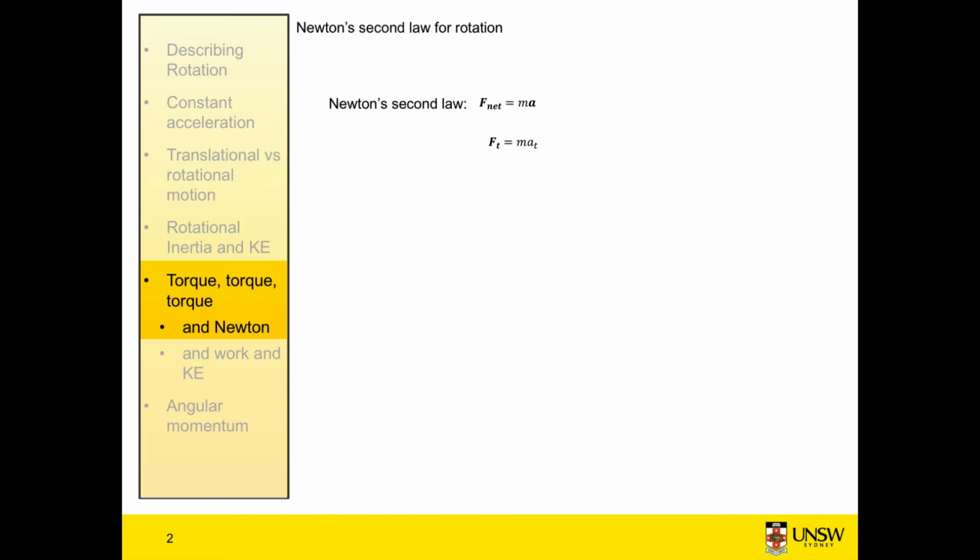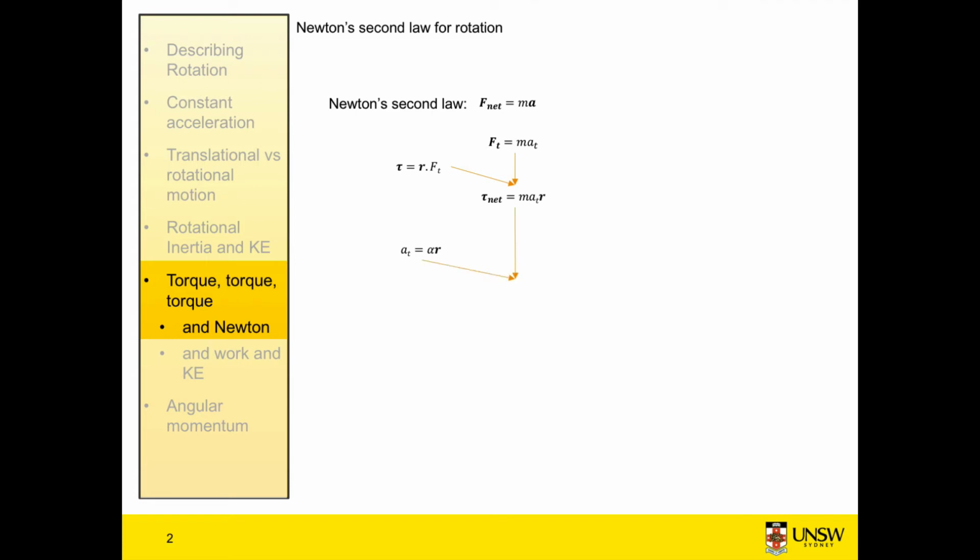We also know that the tangential force is related to the torque by this equation, where r is the radial distance from the axis of rotation to the point where the force is being applied. Combining these two equations, we get that our torque is equal to the mass times the tangential acceleration times r. And our tangential acceleration here is still a linear quantity, so we'd like to change that to some rotational variable. Thankfully, we also know from previous videos that our tangential acceleration is equal to our angular acceleration, alpha, times r.